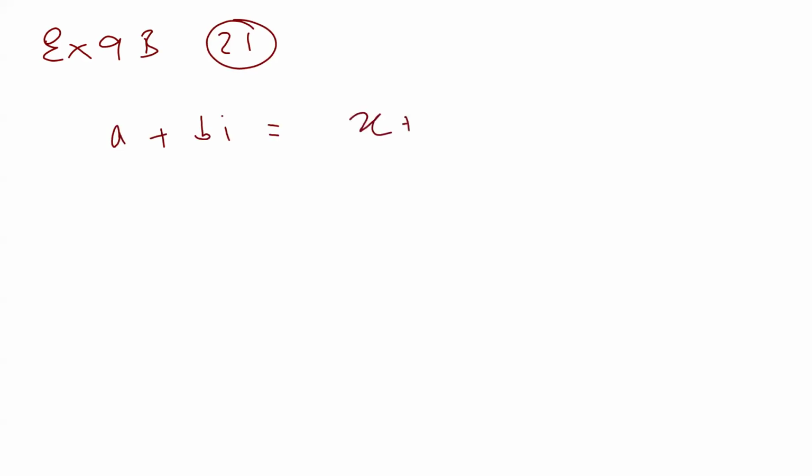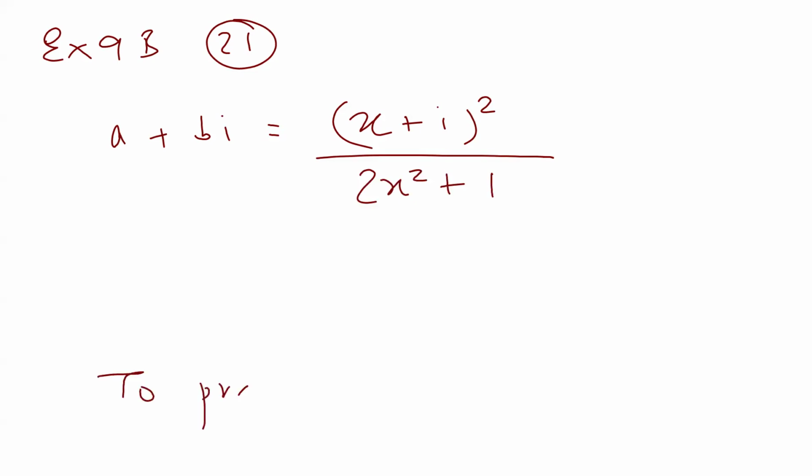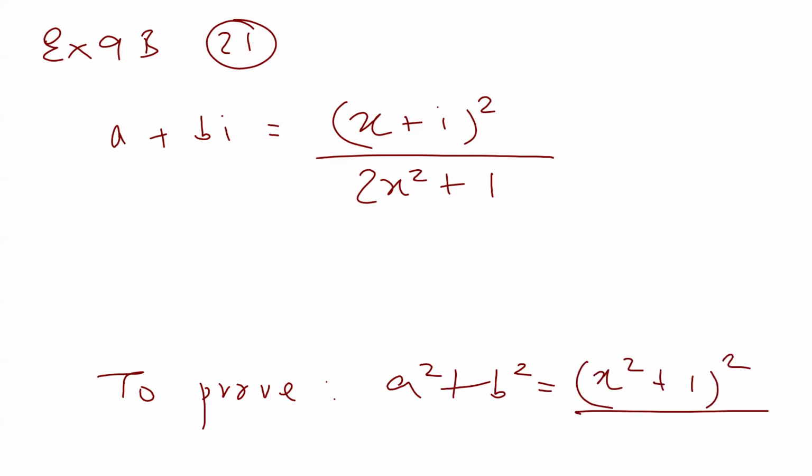Guys, we'll continue with exercise 9B question number 21. Exercise 9B question number 21. Okay. a plus bi is equal to (x plus i) the whole square upon 2x square plus 1. Okay. And we need to prove a square plus b square is equal to (x square plus 1) the whole square upon (2x square plus 1) the whole square.